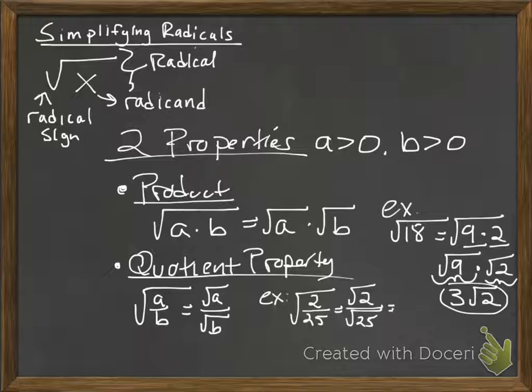Now the square root of 2 is, I don't know, some decimal. It's 1.414 or something like that. And then the square root of 25, that's nice. I recognize that as being the number 5. So this is just a little sample of how we can use the quotient property. Now, we're going to get into simplifying some radicals.